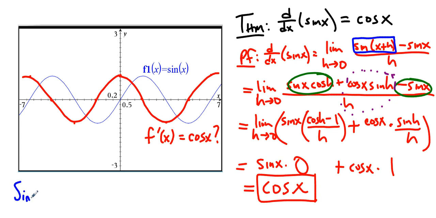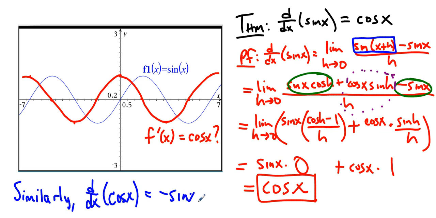In a similar way, the derivative of the cosine function is negative sine x. We can go through a similar proof. It runs much the same way, and we end up with negative sine of x. So the derivative of the sine function is the cosine function. The derivative of the cosine function is the negative of the sine function.